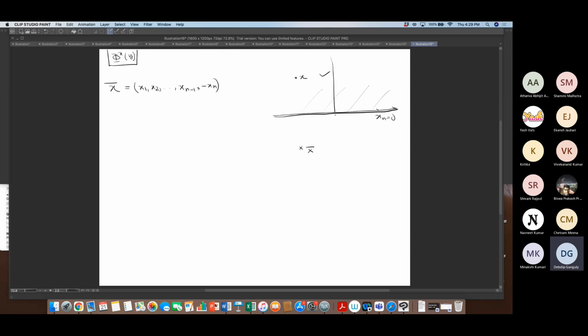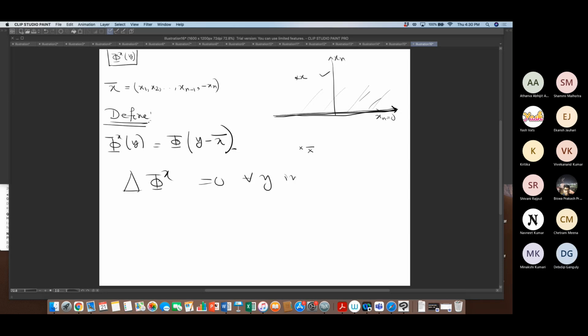This is your Rn. This is your x. So you consider any point x. You take a reflection with respect to that xn equal to 0 plane. Is that clear? Now I define a function. This is a very beautiful idea. Define a function phi x of y, which is nothing but phi of y minus x bar. Now you just tell me, is Laplacian phi x equal to 0 for all y in Rn plus, yes or no?